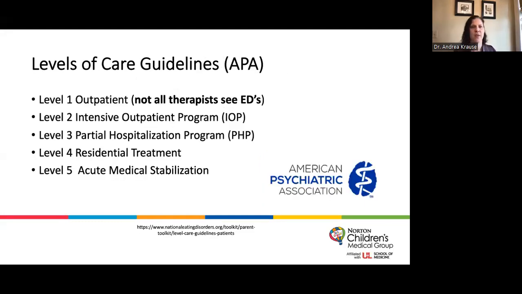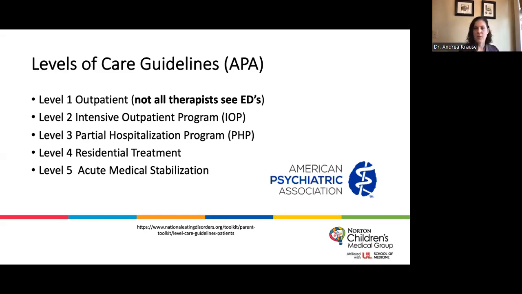So within the levels of care guideline, level 1 is outpatient, and remember that not all therapists will see eating disorders. And that's like once a week visits. Level 2 is intensive outpatient program, which is usually several days a week. And it's kind of like a school day where they're doing treatment from like 8 to 3. Then level 3 is a partial hospitalization program, or PHP.